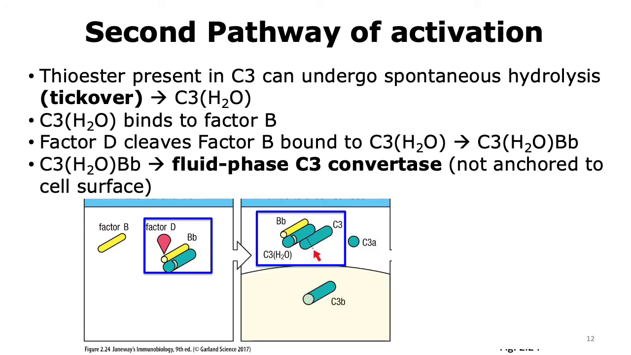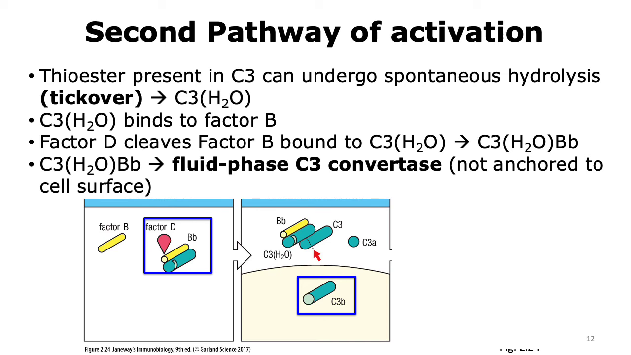So this fluid phase C3 convertase will interact with C3 molecules, and it can cleave them to form C3a, which is an anaphylatoxin, and it is soluble and hence diffusible. And it creates the other larger fragment called C3b, which can now bind to the surface of the pathogen.